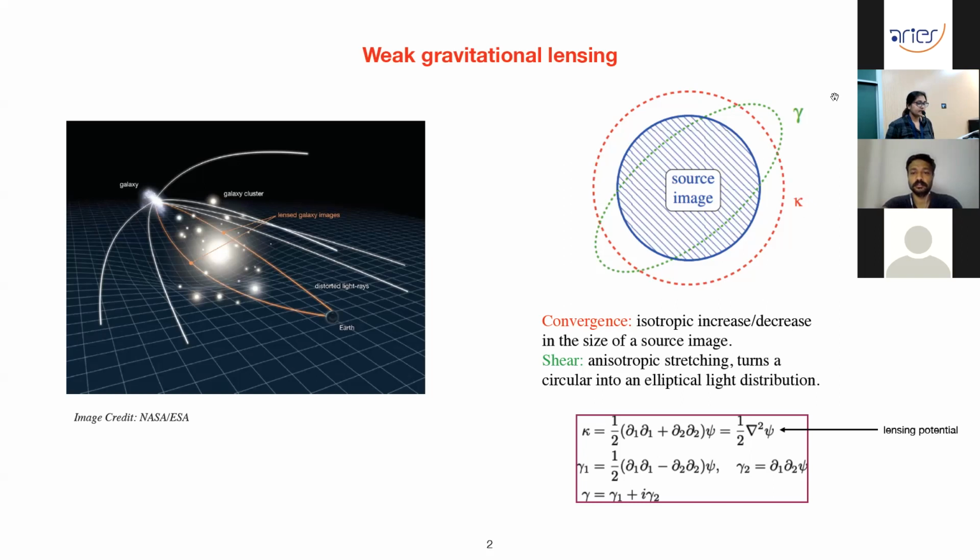So quantitatively, the first thing we call the convergence, and the second thing we call the shear. The convergence is simply the Laplacian of this quantity, which is called the lensing potential, which is a function of the deflection angle that the photons undergo. And the other thing is the shear, a complex quantity made up of two components, gamma 1 and gamma 2, which are also related in terms of second order derivatives of the lensing potential.